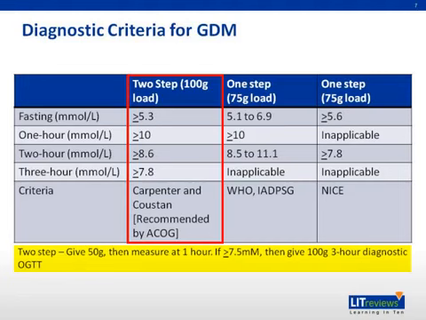You notice that there are 4 values there, the fasting value, the 1-hour value, the 2-hour value, and the 3-hour value. So in order to be diagnosed as GDM, you have to meet at least 2 of these criteria.